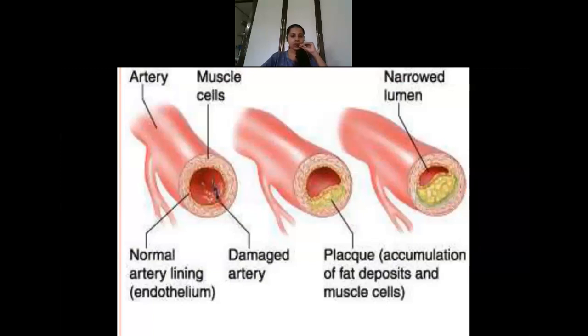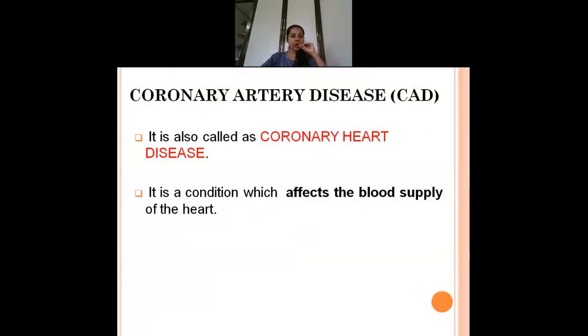CAD is one of the most common heart diseases. It is also called ischemic heart disease, sometimes also called coronary heart disease. We already know that coronary arteries are the blood vessels that supply oxygen to the myocardium, isn't it? In coronary artery disease or coronary atherosclerosis, there will be deposition of fat or plaque inside the artery. Because of that, there will be narrowing, and because of the narrowing, there will be decreased blood supply and decreased oxygenation.